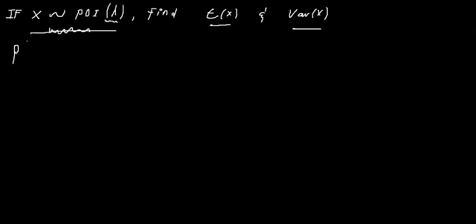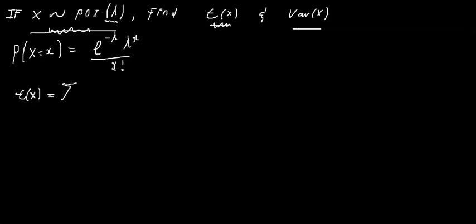So the first thing we need to do is to recall the form of the Poisson distribution, which is just of that. So this is the Poisson distribution. Then let's begin with the expected value. How do we find the expected value of the Poisson distribution?